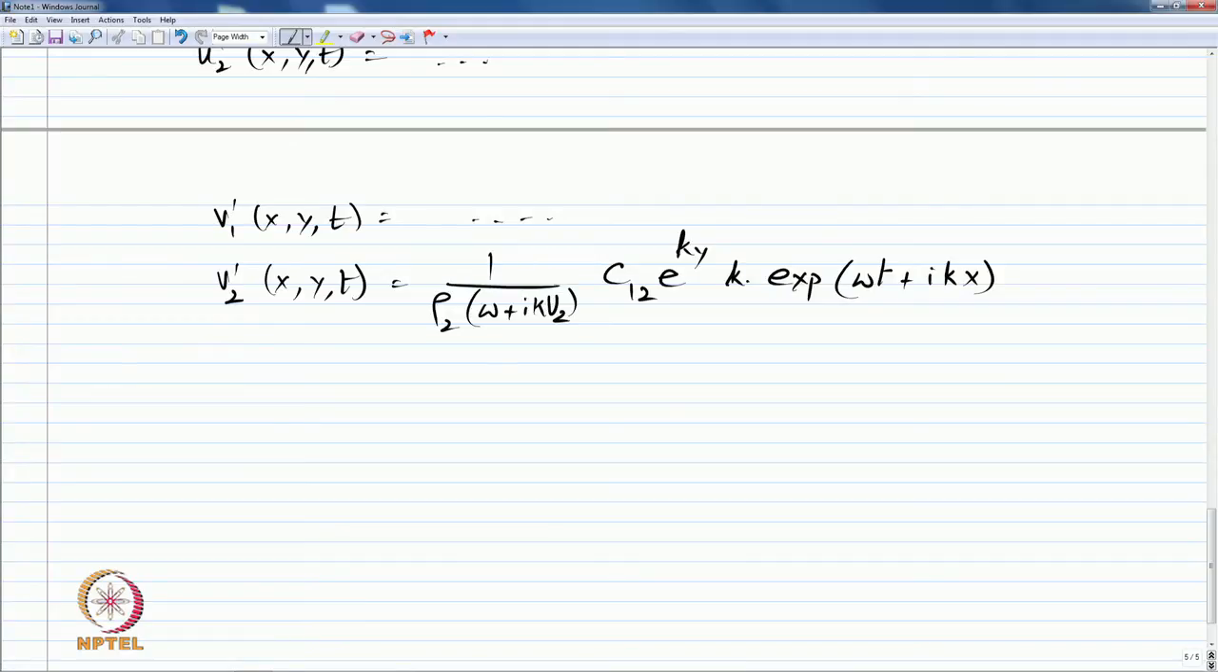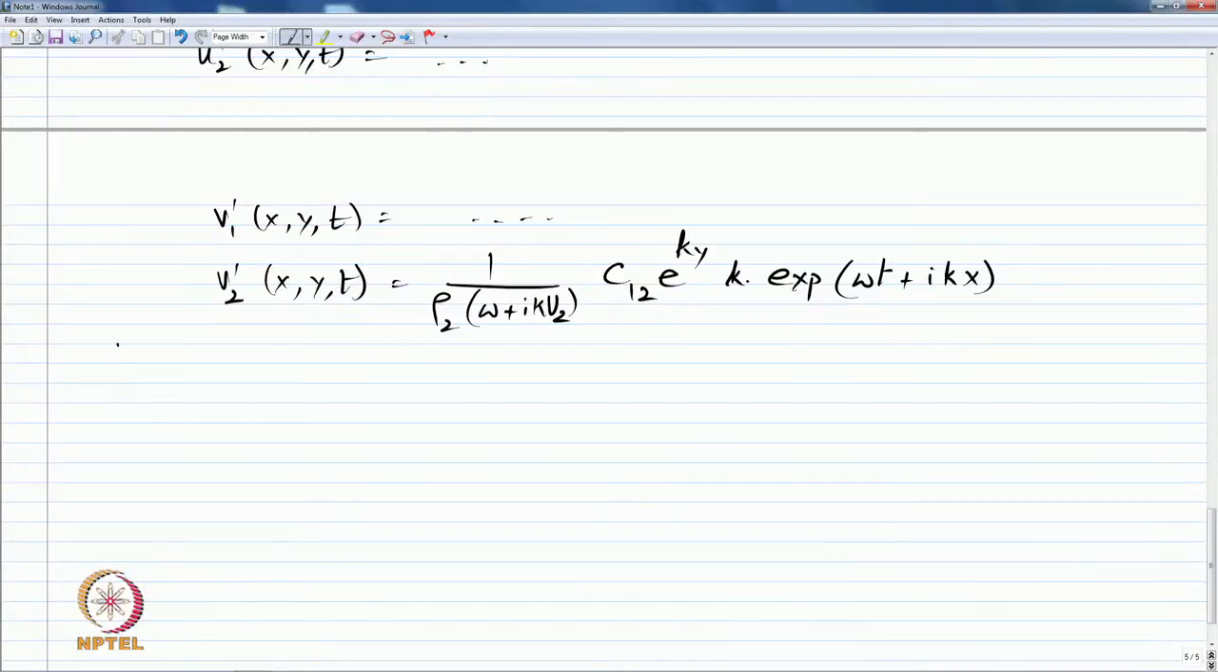So, now we have the flow fields and we have two undetermined constants C12 and C21. So, let us quickly take stock of that. And we will use the two sets of boundary conditions that we have, the kinematic and the dynamic boundary conditions, to calculate the value for C12 and C21 such that we have a non-trivial solution for the problem.